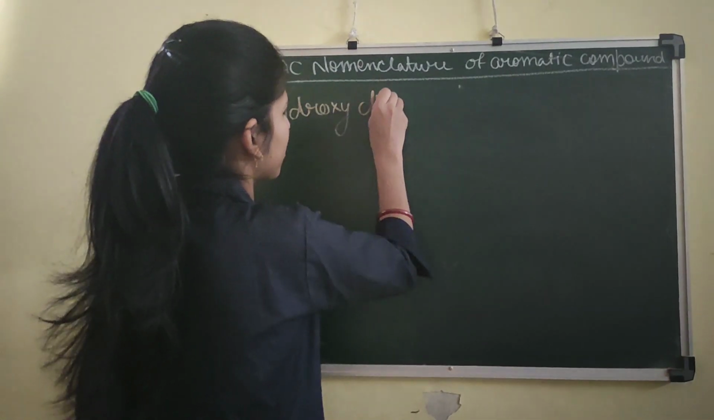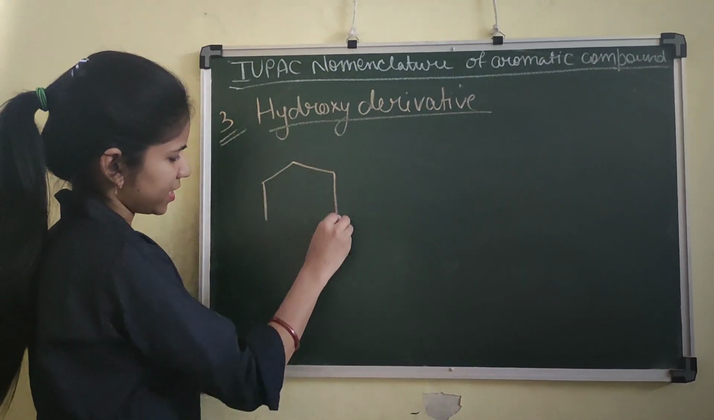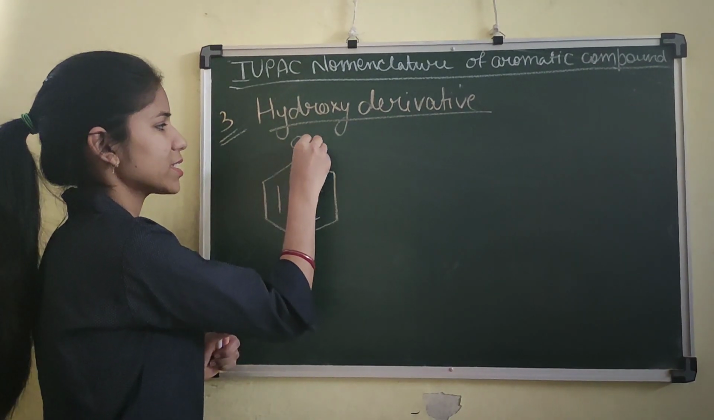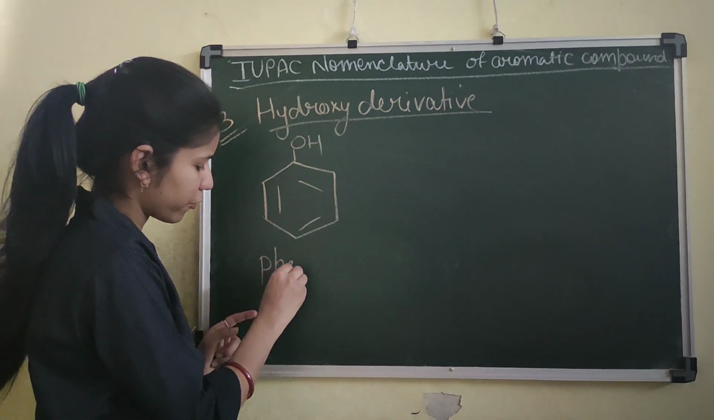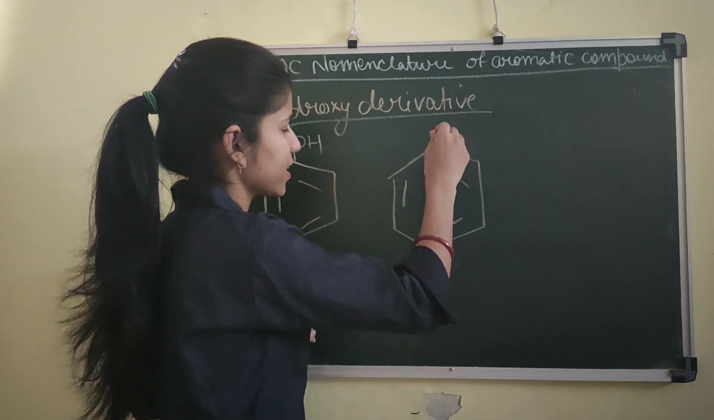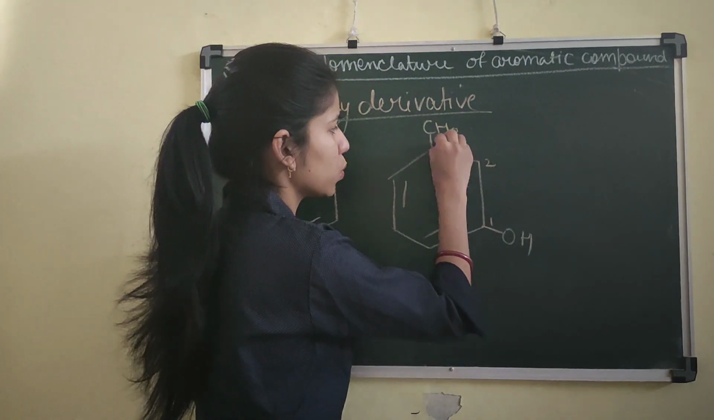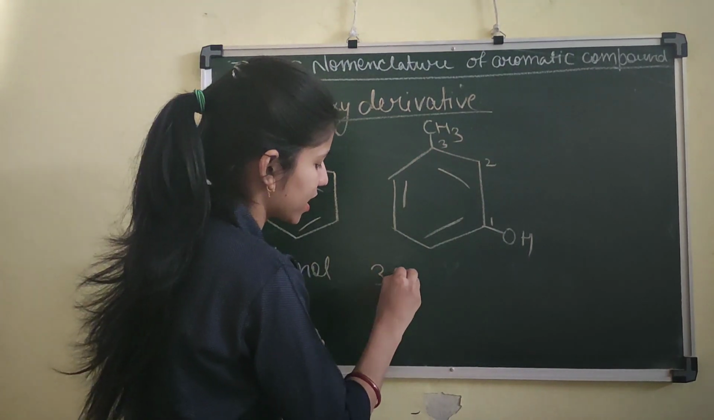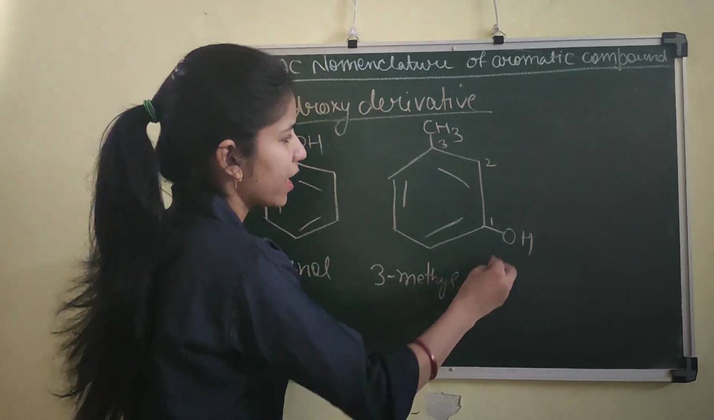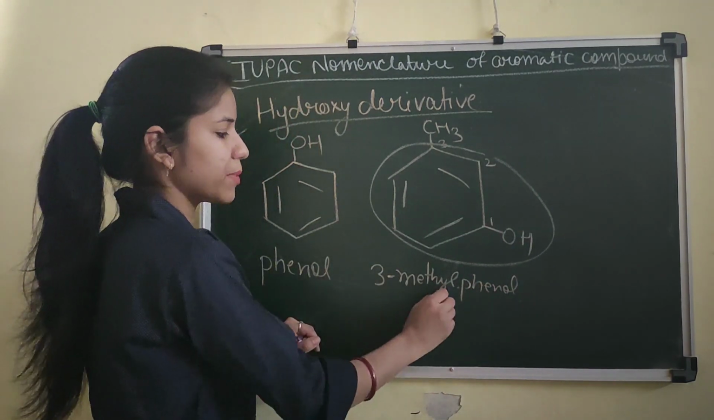That is hydroxy derivatives. So this is the benzene ring in which OH is present. So this is called phenol. And in the benzene ring, if CH3 is present and OH is present, numbering 1, 2, 3, so 3-methyl, and this is the phenol ring, so phenol. So this is called 3-methylphenol.